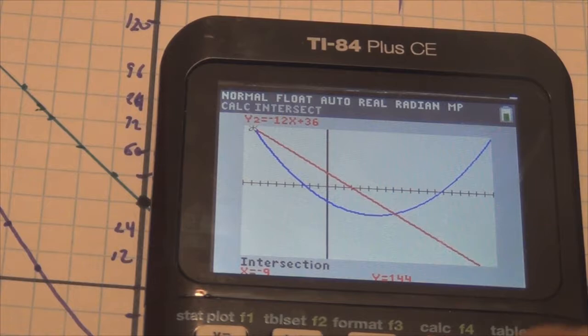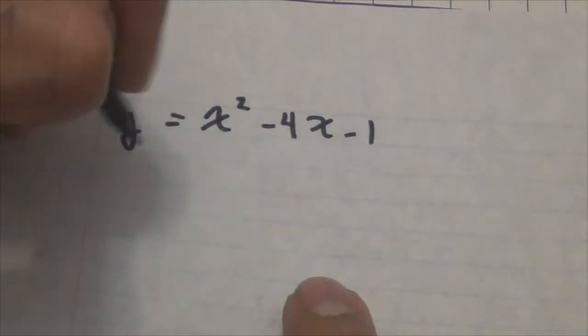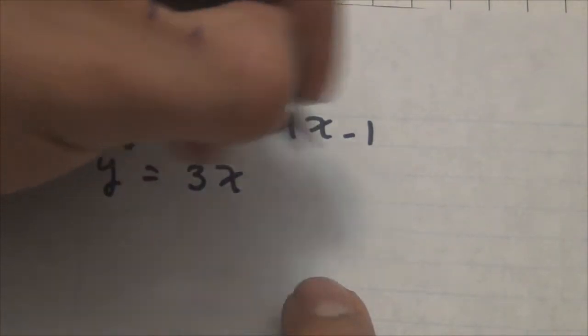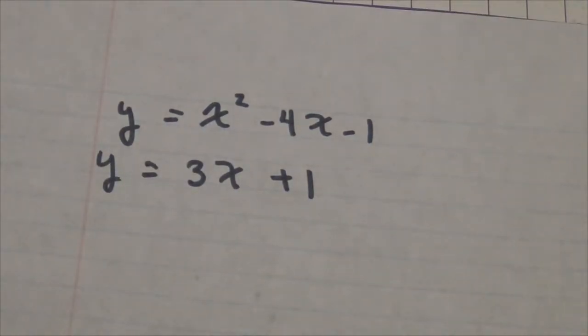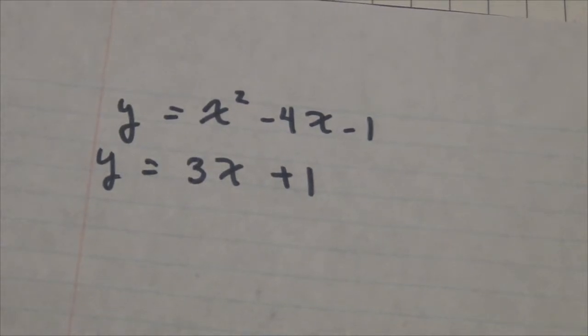And you know what? Let's do another one because we still are not done with this. Let's have another example. Let's solve this one. Y equals x squared minus 4x minus 1. That's the quadratic, and this is the linear. Y equals 3x plus 1. So let's use the substitution method first. We're still going to use all three methods for this one. I didn't know it was going to take that long, but let's do it.